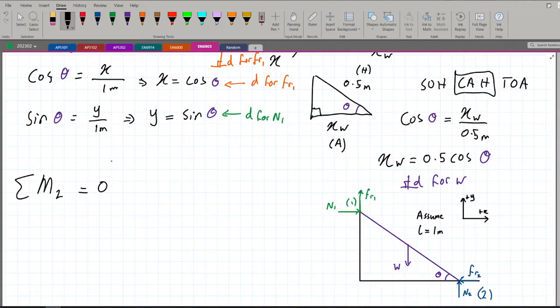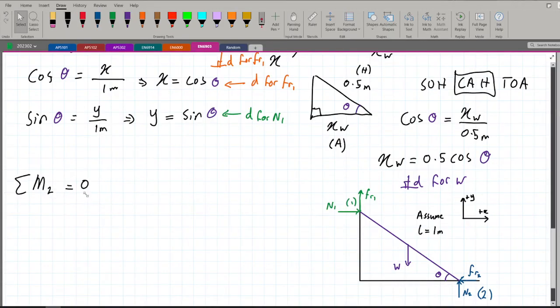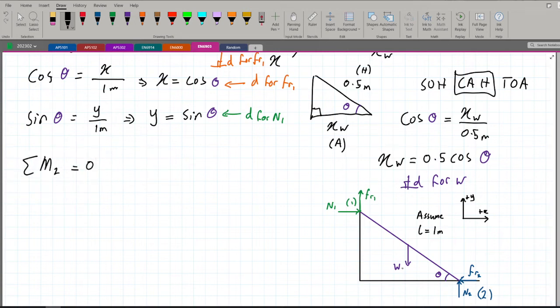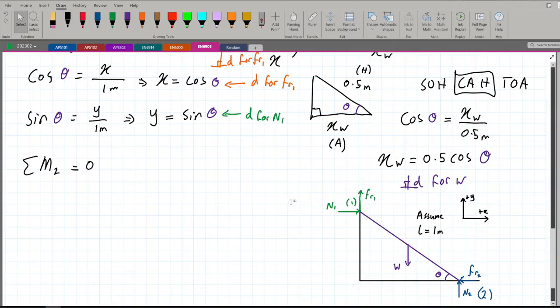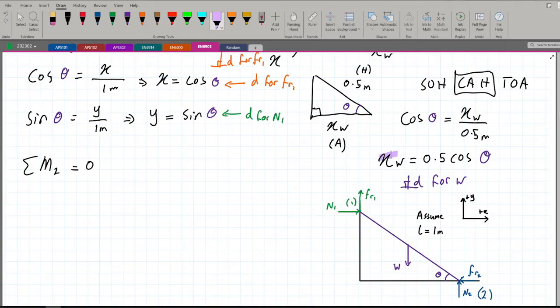So we have our moments about 2 equal to 0, and we're going to go force by force. Let us look at the W first. Remember, the perpendicular distance for W was the xW, which we found over here. This is the perpendicular distance for W, this is for Fr1, and this is for N1. So for W, it's going to be W times the perpendicular distance, which is 0.5 cosine theta.